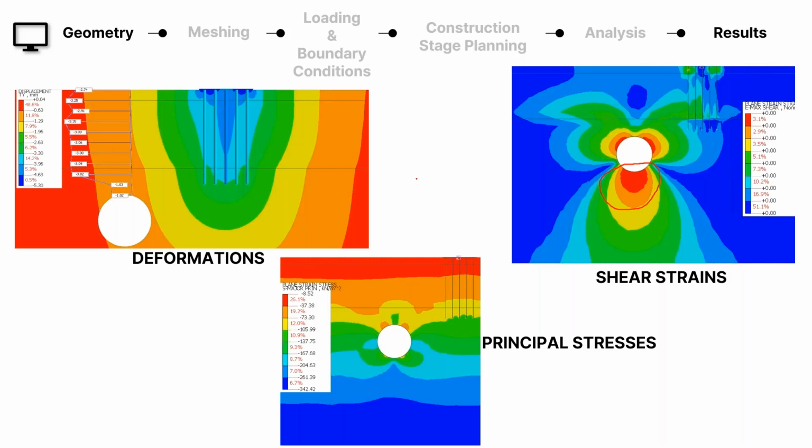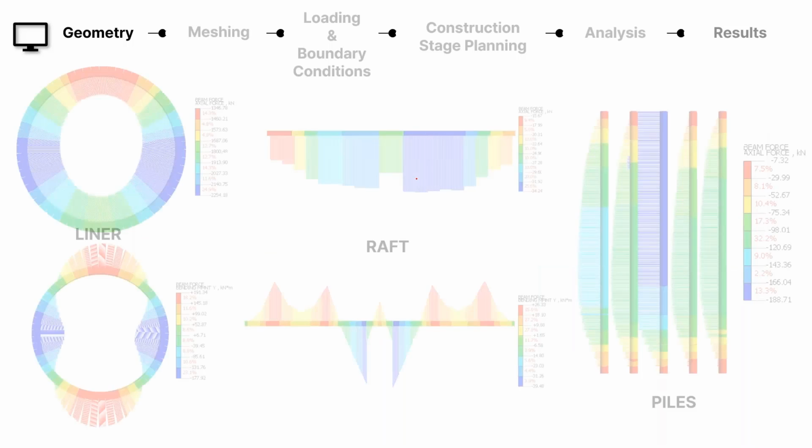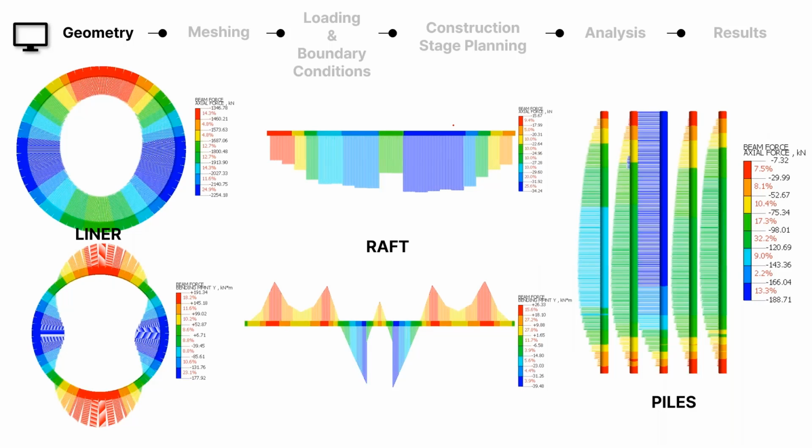So these are for the ground elements. Then we come to the structural elements, the linear forces, bending moments. For the raft, the axial load, then the bending moment, then the axial load on the piles.